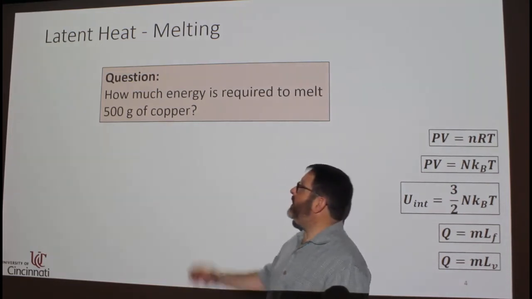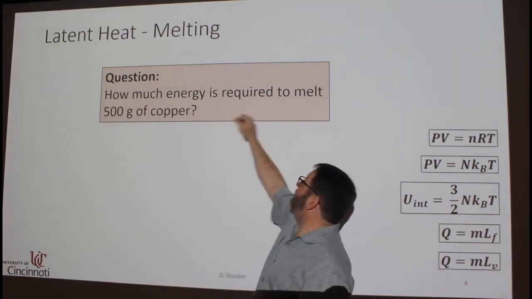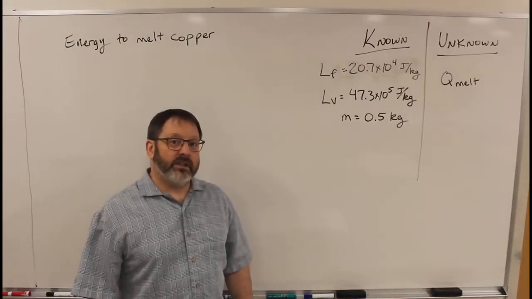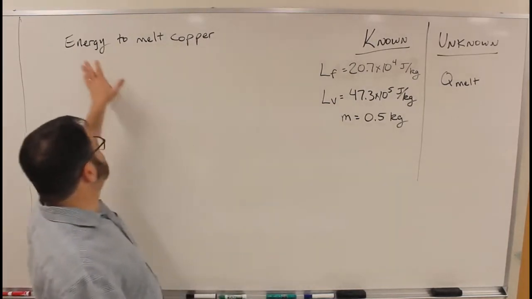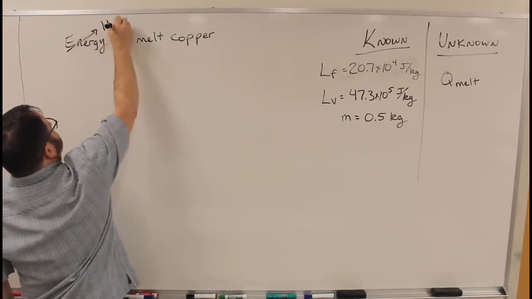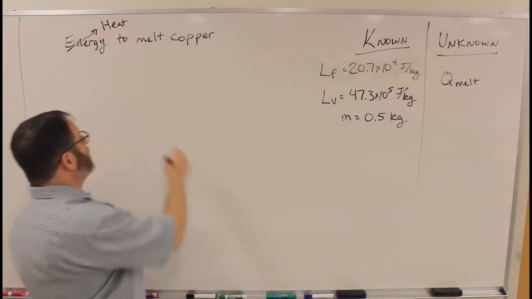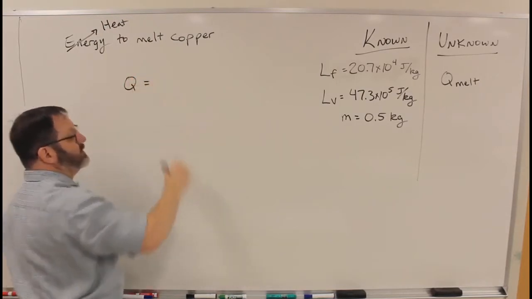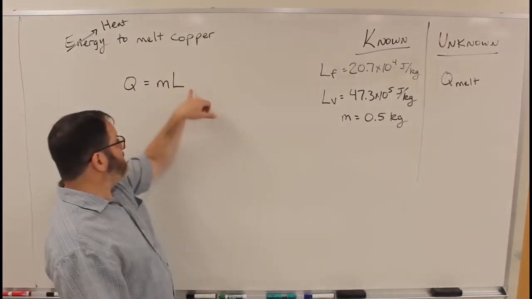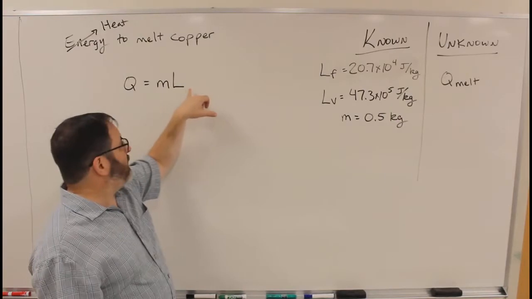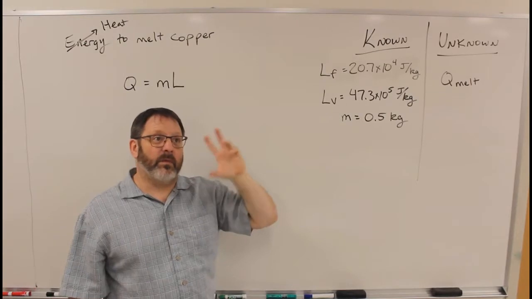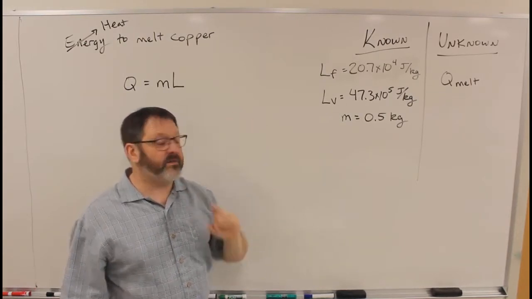In this video, we'll find out how much energy, that's heat, is required to melt a certain amount of some material. So to find the energy that's needed to melt copper, the first thing I need to realize is the energy is the amount of heat. So heat needed to melt copper, that's Q, and we have Q equals mL, and it's either LV or LF, depending on if it is vaporization or fusion. Melting, that's the transition from solid to liquid, so that's fusion.